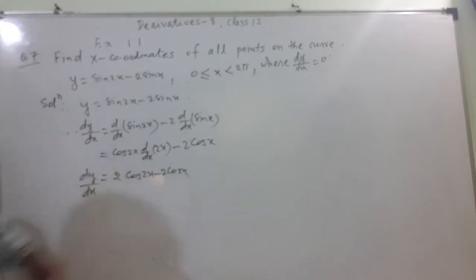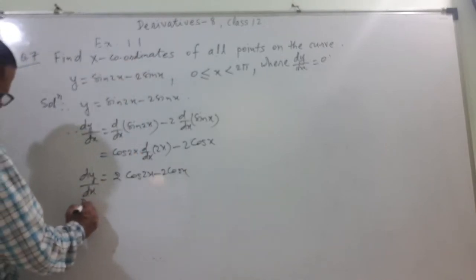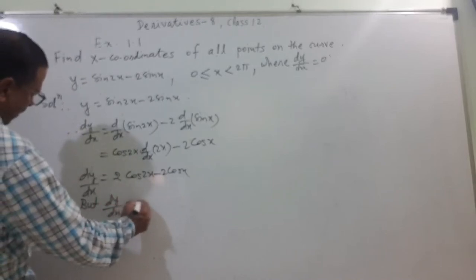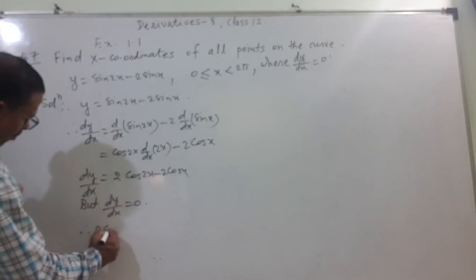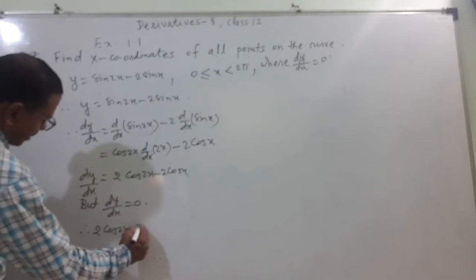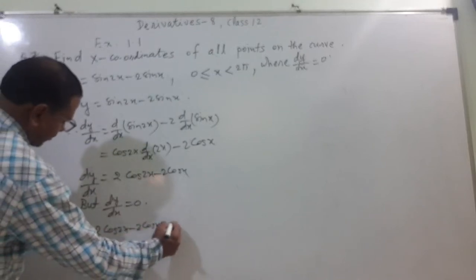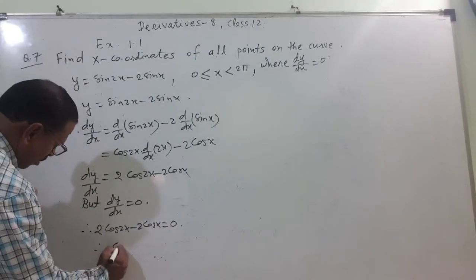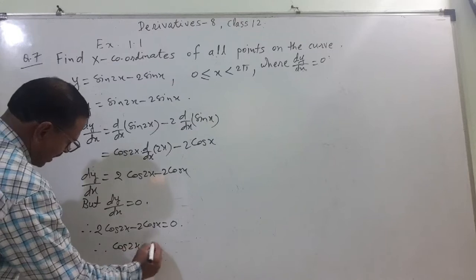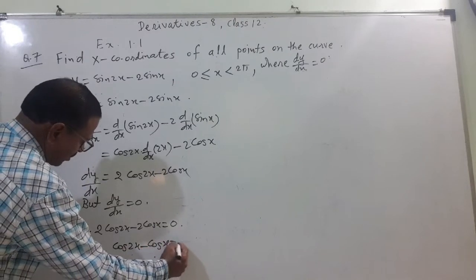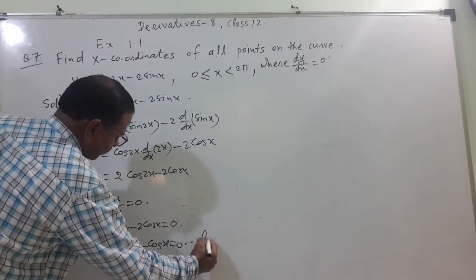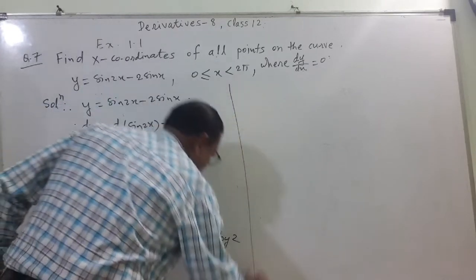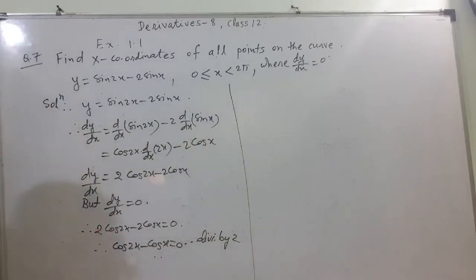But dy by dx is equal to 0. Therefore, 2 cos of 2x minus 2 cos x is equal to 0. Divide throughout by 2. Therefore, cos of 2x minus cos of x is equal to 0. Okay. Now how to solve this?